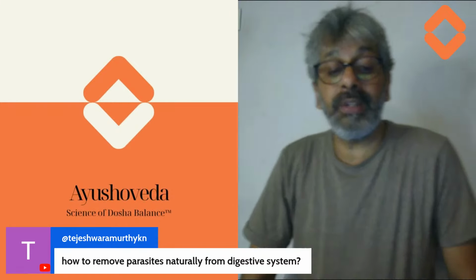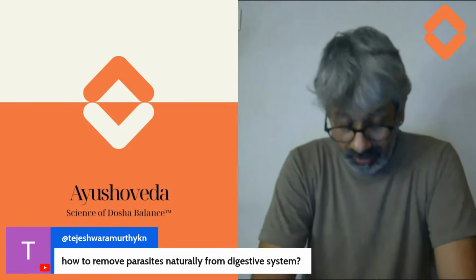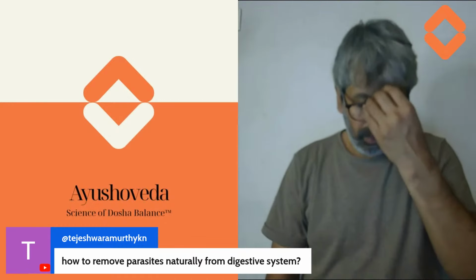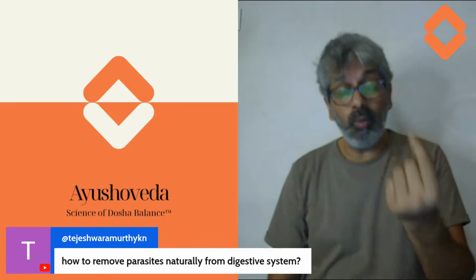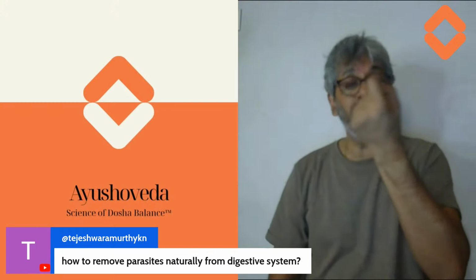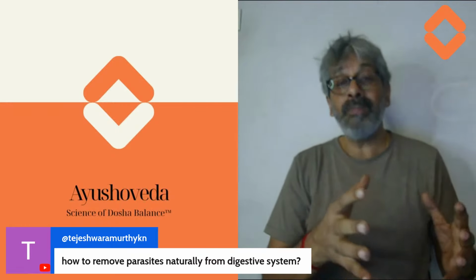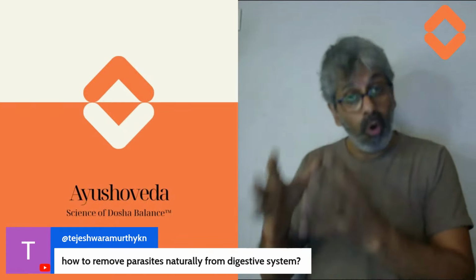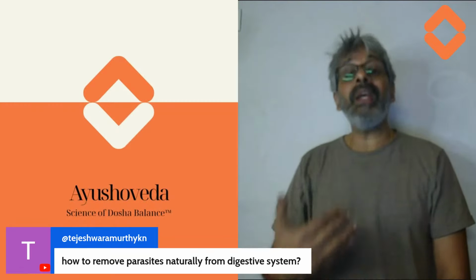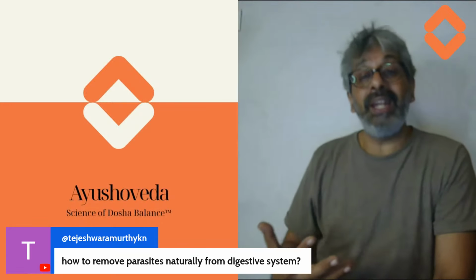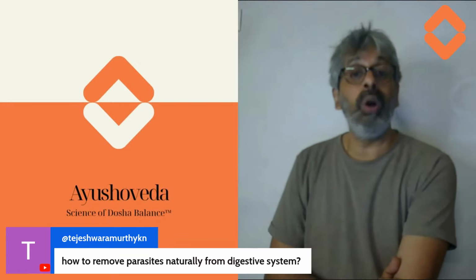How to remove parasites naturally from digestive system? One major reason for parasites being in the tummy: if there is too much of kapha, you will have worms and pinworms and all those things in your tummy. That's the reason why kids who are in their kapha age have a tendency of more worms than people in adulthood. People in adulthood have more pitta, heat in the body, and the kind of food they eat is not very conducive for parasites or worms to live.